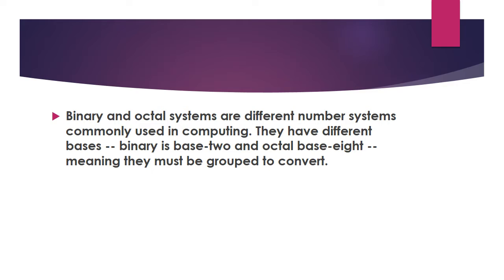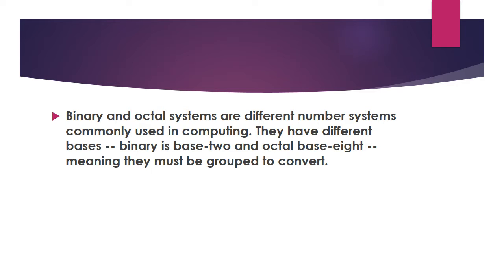Binary and octal systems are different number systems commonly used in computing. They have different bases. The base of the binary number system is 2 and the base of the octal number system is 8. Meaning in the binary number system the digits 0 and 1 are used, whereas in the octal number system digits 0, 1, 2, 3, 4, 5, 6 and 7 are used.